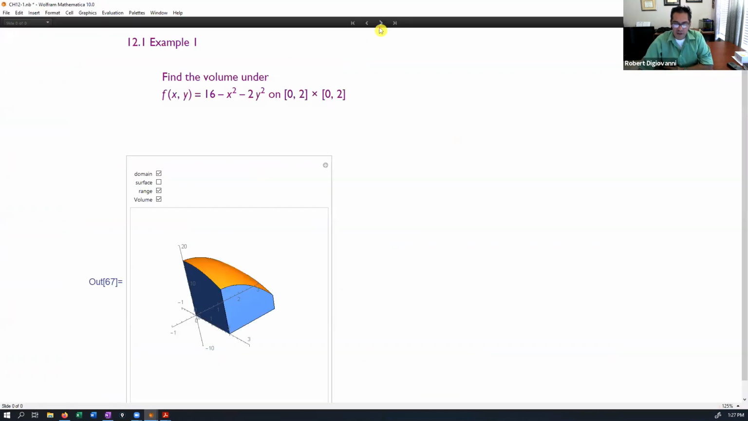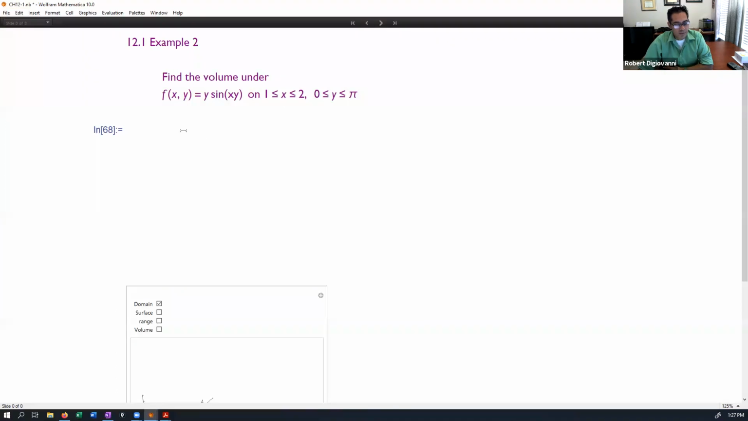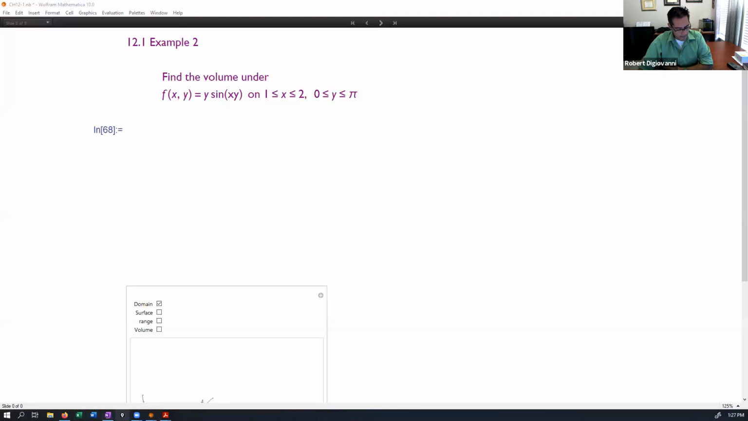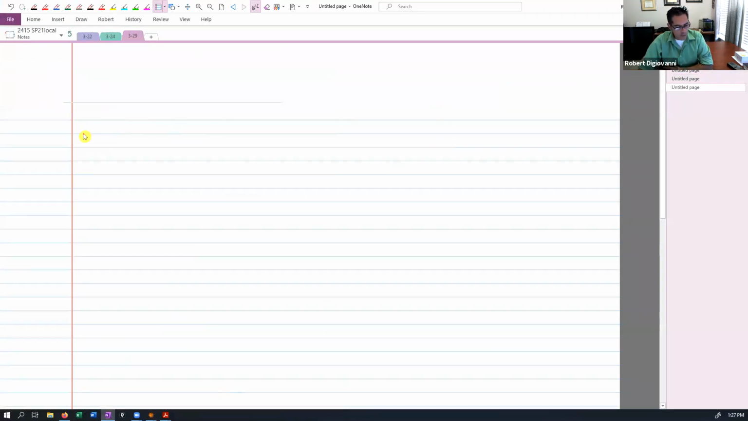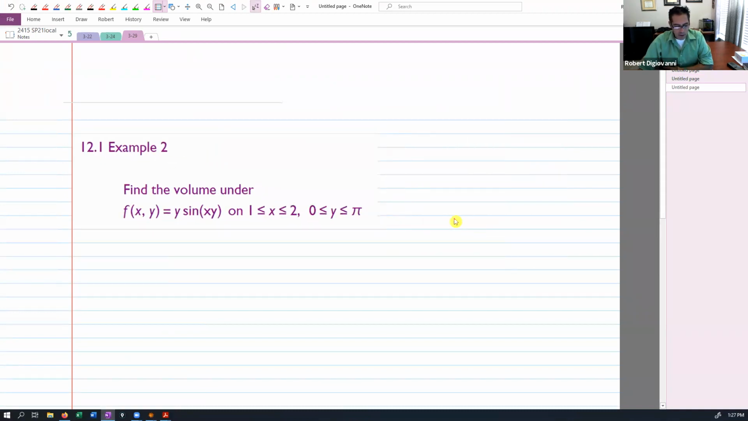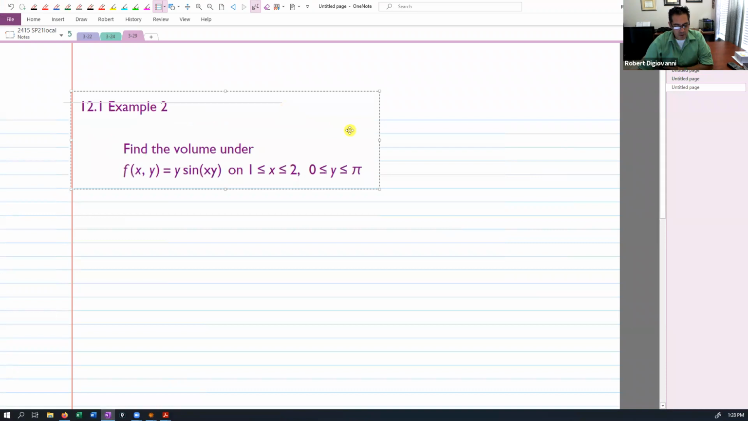All right, so let's look at the next thing. How about this one? So using slightly different notation here, find the volume under this surface. And here the restrictions on X are given and Y are given. So it's not given to you in that bracket form with the cross in between. It's just a different way of writing it. So this is just to show you different notation.